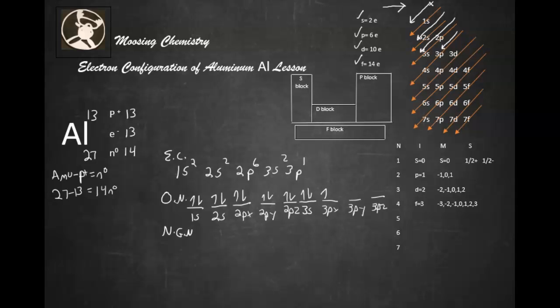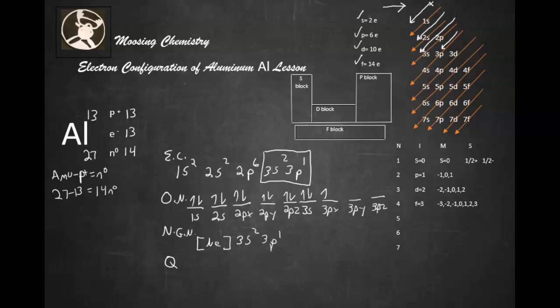Okay, noble gas notation. So we look at the noble gas. The nearest noble gas to aluminum is neon. Remember, you can't use the one after aluminum. It has to be the one before aluminum. So we get neon here. All right, and now we look at our valence shell. Let's find our valence shell. Here it is. It's the last shell. So we would write 3s2, 3p1.